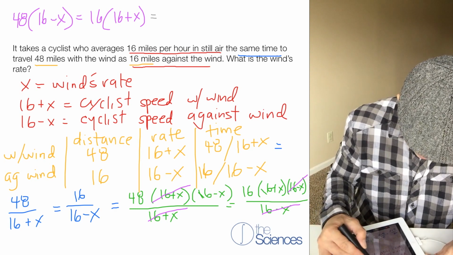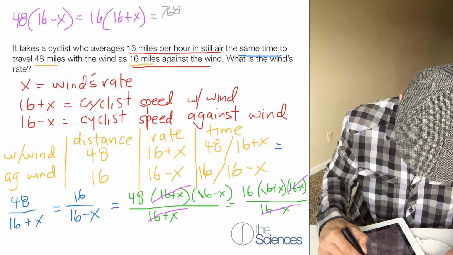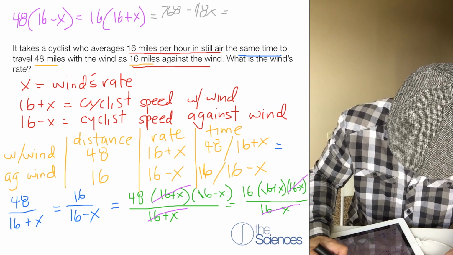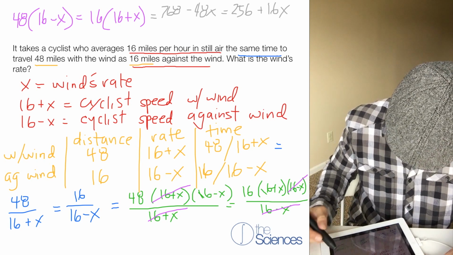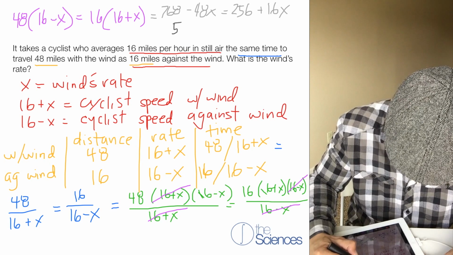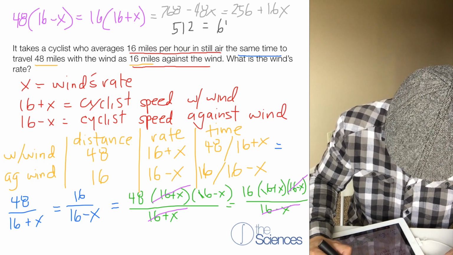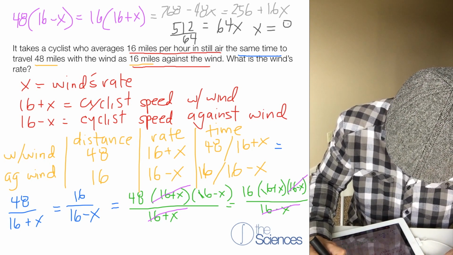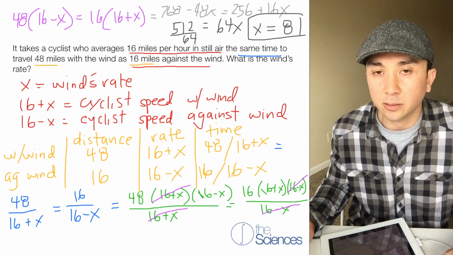Now 48 times 16 gives us 768 minus 48x equals 16 times 16 is 256 plus 16x. So now 768 minus 256 gives us 512 equals 48x plus 16x gives us 64x. Now 512 divided by 64 gives us 8, so x equals 8. So that is the wind rate, 8 miles per hour.